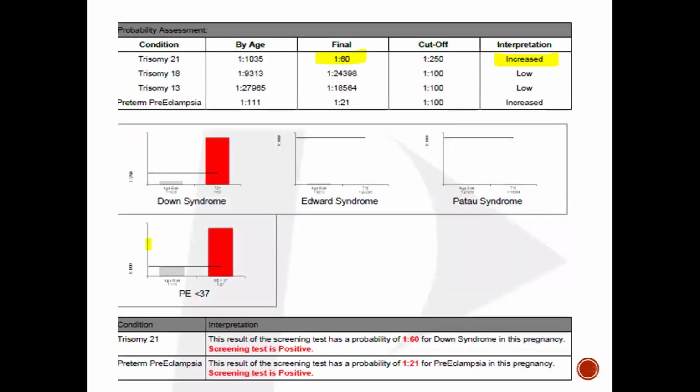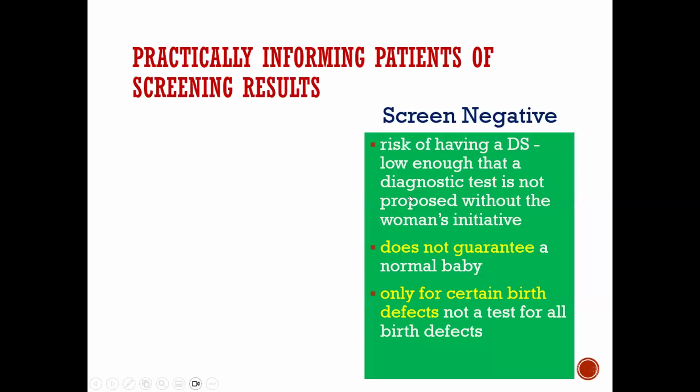So this patient I counseled for amniocentesis, and the patient opted for the amniocentesis, and unfortunately it came as trisomy 21. I will show the report later on.